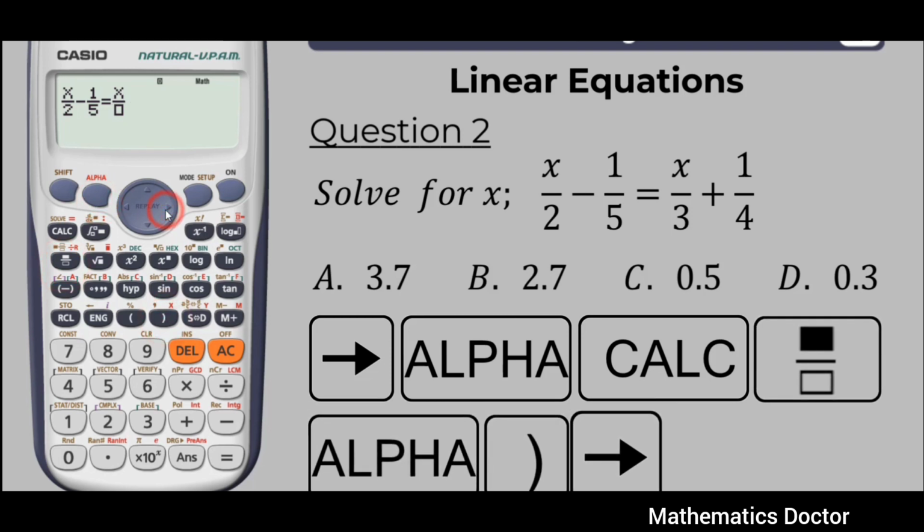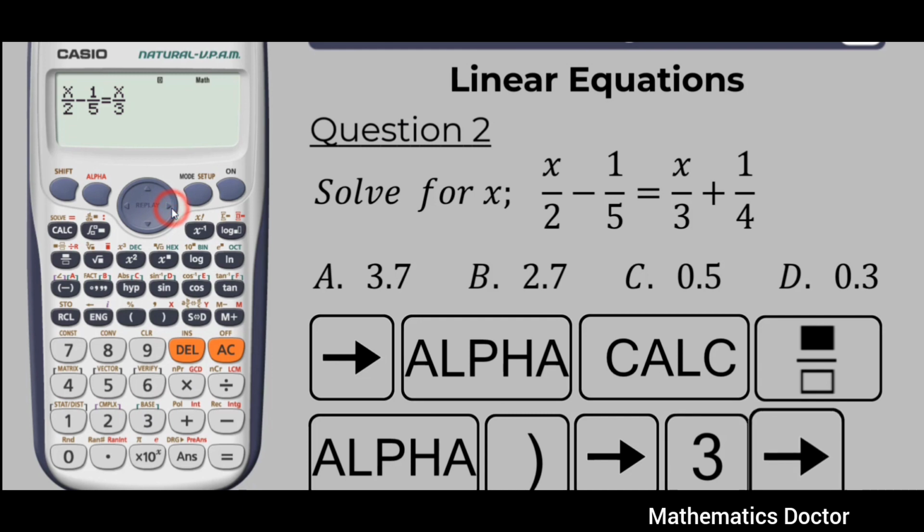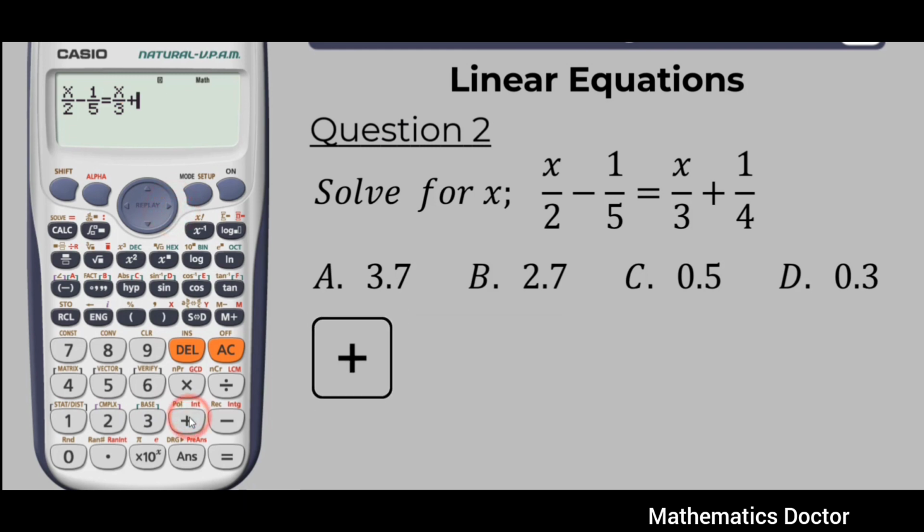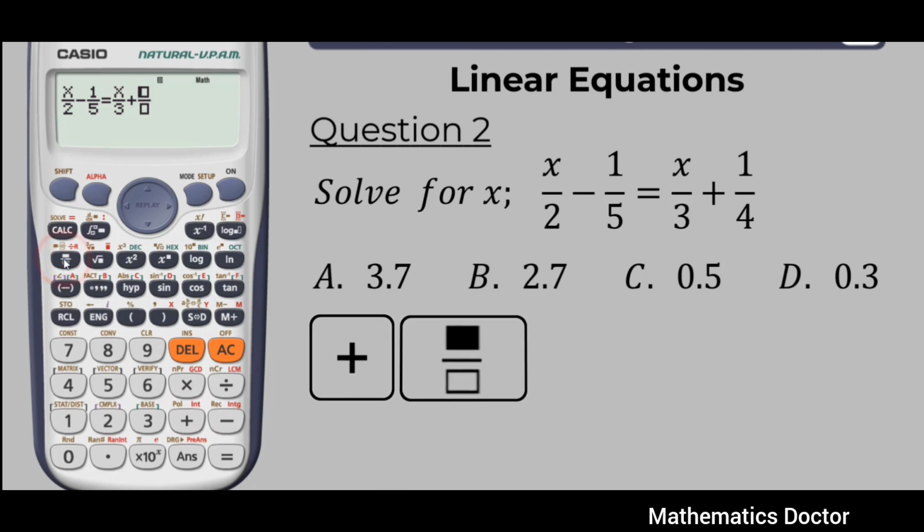Press the arrow key to the right hand side to bring the indicator to the denominator, and then you press the 3. Now press the arrow key to the right hand side to bring the indicator to the side of the fraction. Press the addition sign and the final fraction, which is 1 over 4. Let's press the fraction key. Then we press 1 at the numerator. Press the arrow key to the right hand side to bring the indicator to the denominator and press 4.